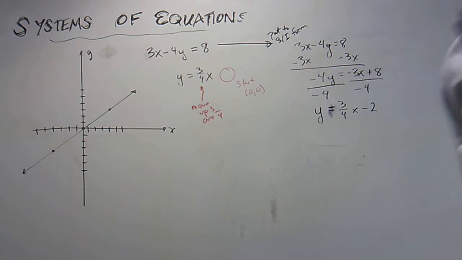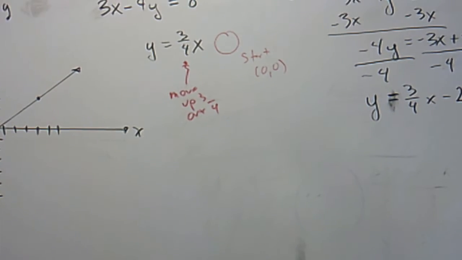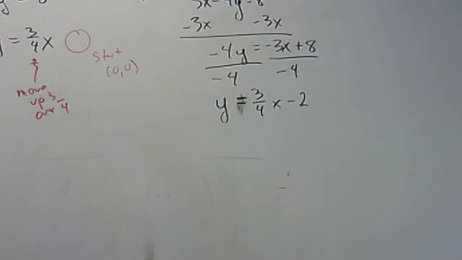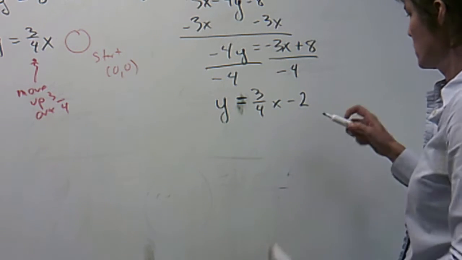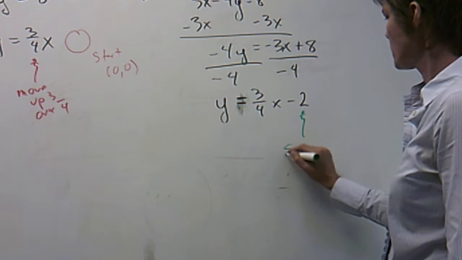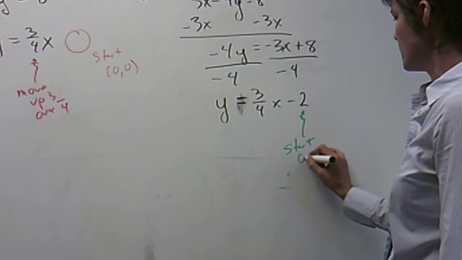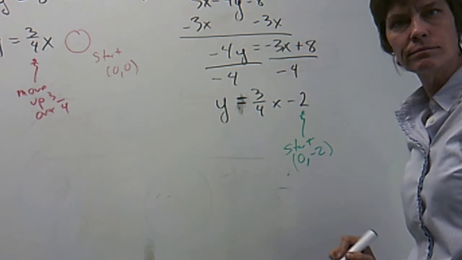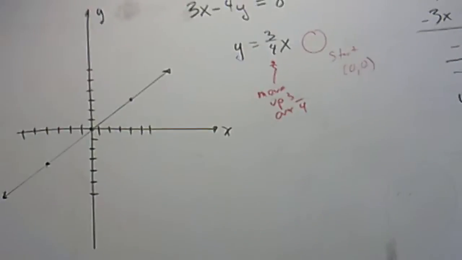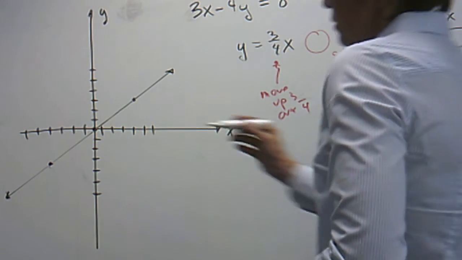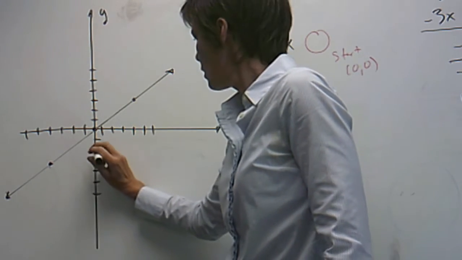Let's zoom in just so we get our algebra down. I mean, this is algebra class for Pete's sake, so we want to make sure that we get it. We're solving it for y, so the starting point: start at 0, negative 2.